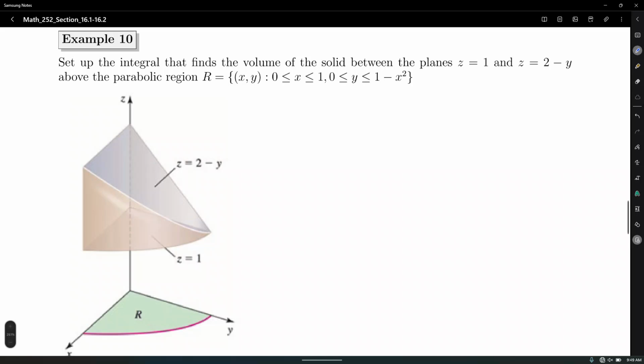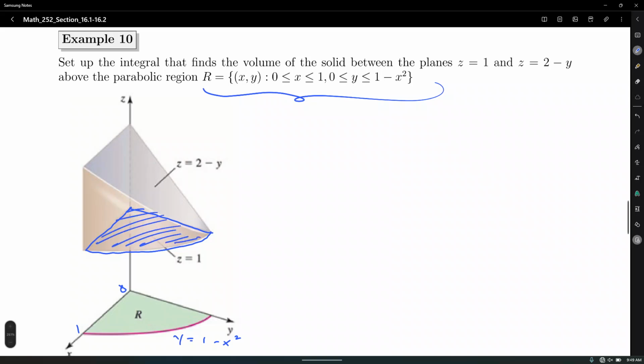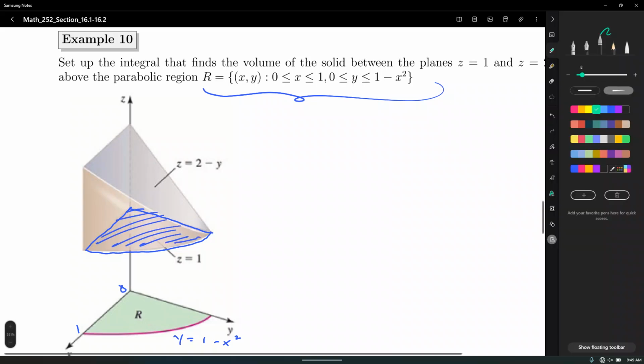Now, the floor of the solid is given by this set right here. That is, x is varying between 0 and 1. Y is varying between 0 and this curve right here, which is 1 minus x squared. All we need to figure out here, what's the floor and what's the roof of the solid. Well, the floor seems to be this is the floor, this is the roof, right?